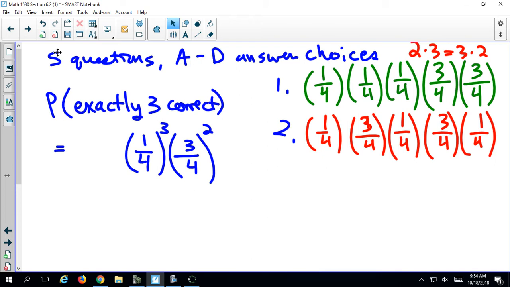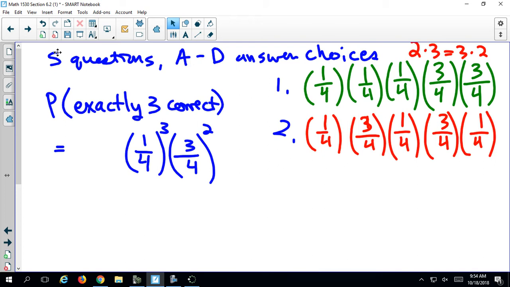It's like, remember we did the different ways you can order genders, right? Instead of boy, girl, it's going to be you got the question correct or you got the question incorrect. So that first thing is I got the first 3 correct and the last 2 incorrect, right? And I want to know how many ways I can switch those around, right? So another way is this one. So that's the second way. So what I need is how many ways I can reorder those.